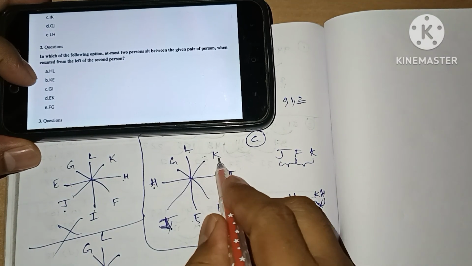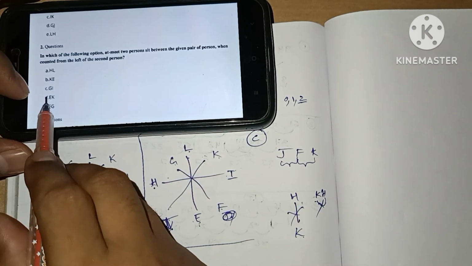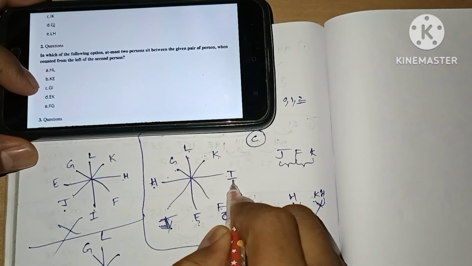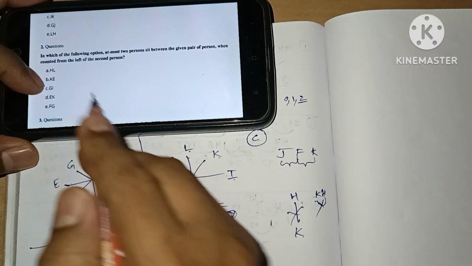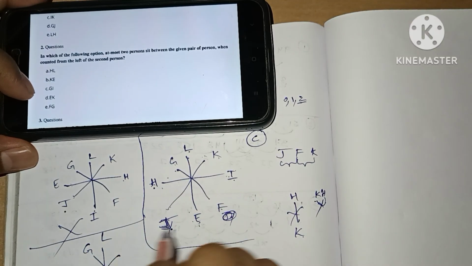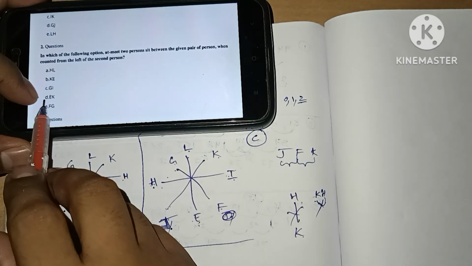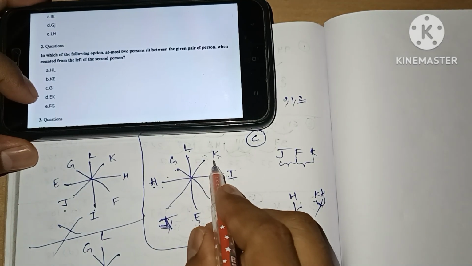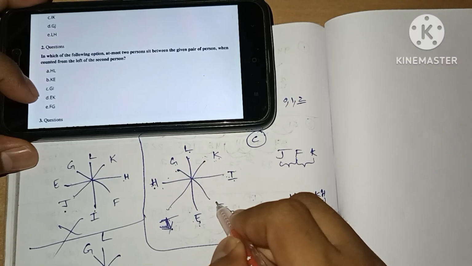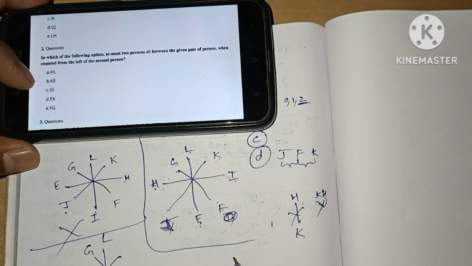E and K: here, left of E 1, 2, 3, more than 2. G and I. This is G and this is I, and we need to check from I's left side. I left side means 1, 2, 3, more than 2. We get more than 2 from this side. K to E. From the left of K we have only 1 and 2, so maximum 2. We got 2. So option D is our answer.